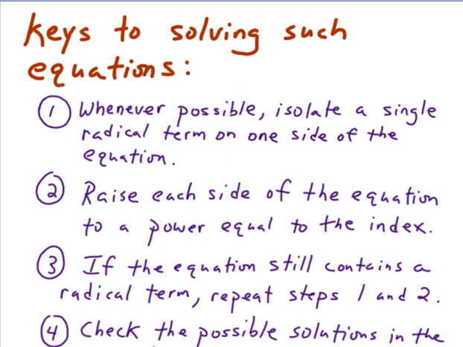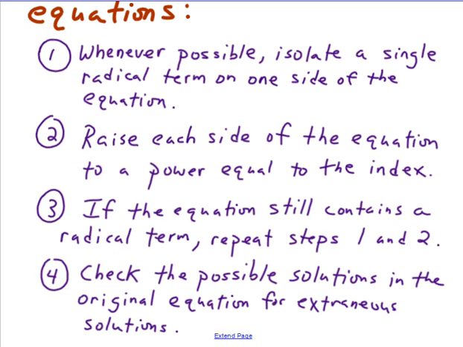Whenever possible, isolate a single radical term on one side of the equation. And then the second one, I would also add, is hugely important. Raise each side of the equation to the power equal to the index, meaning if it's a square root, we're going to square both sides. If it's a cube root, we're going to cube both sides. If the equation still contains a radical term, repeat steps 1 and 2. We'll get to special situations like that. 4 is check possible solutions to the original equation for extraneous solutions.